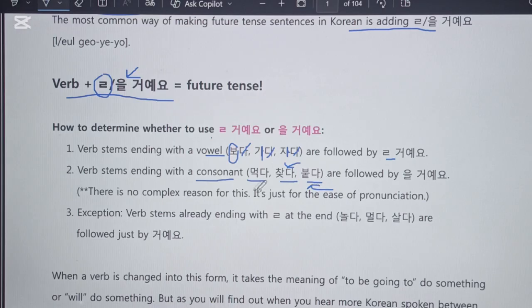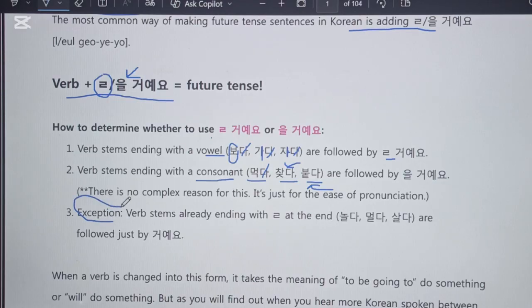So if there are such verbs that end with a consonant, like here we have ㅊ, and here we have ㅅ, if there are such verbs, we add 을 거예요. So this would be 먹을 거예요. Mokta, remove the verb ending, we have mok, 을 거예요, 먹을 거예요.